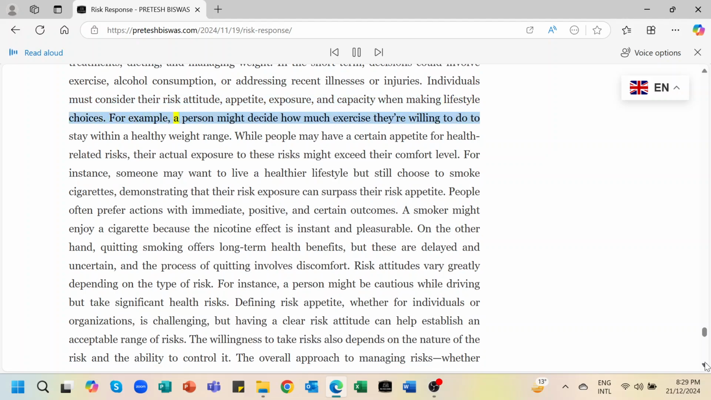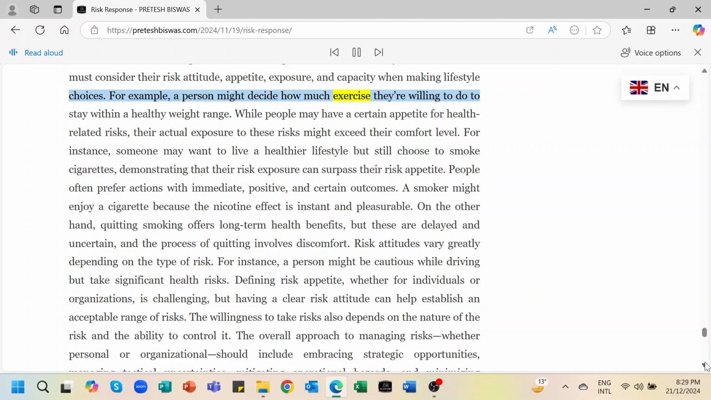For example, a person might decide how much exercise they're willing to do to stay within a healthy weight range. While people may have a certain appetite for health-related risks, their actual exposure to these risks might exceed their comfort level. For instance, someone may want to live a healthier lifestyle but still choose to smoke cigarettes, demonstrating that their risk exposure can surpass their risk appetite.